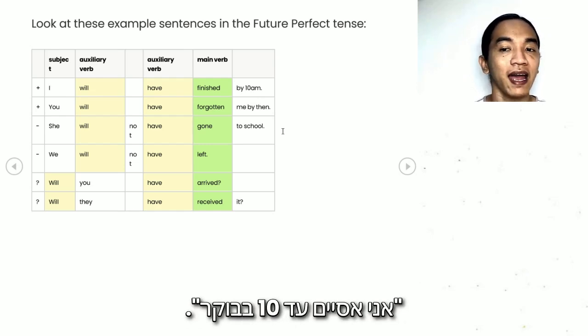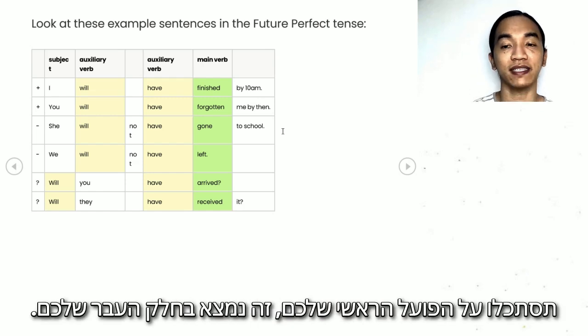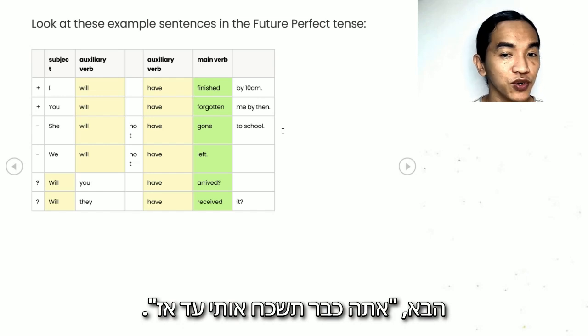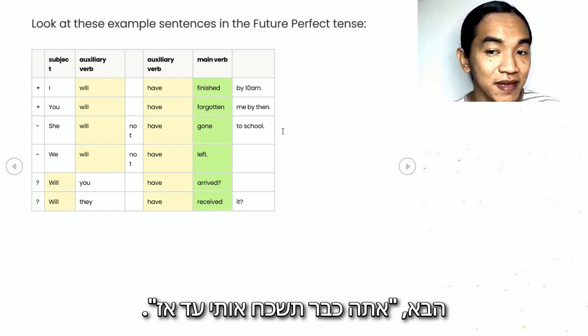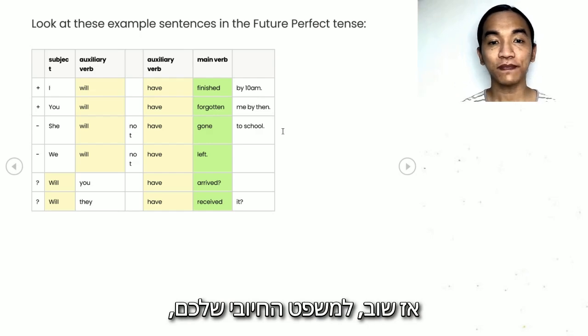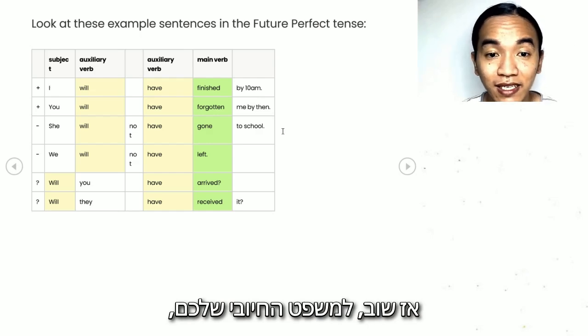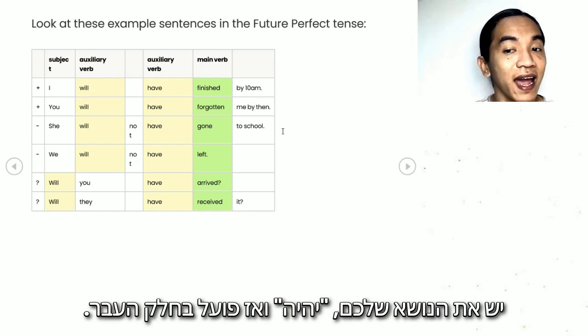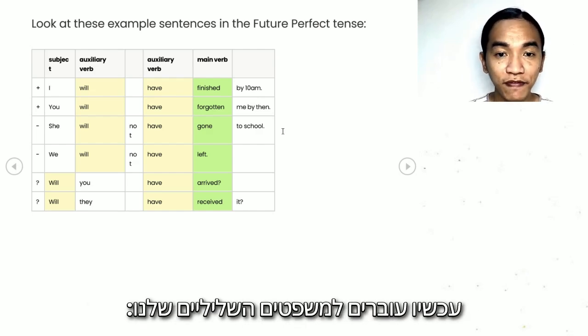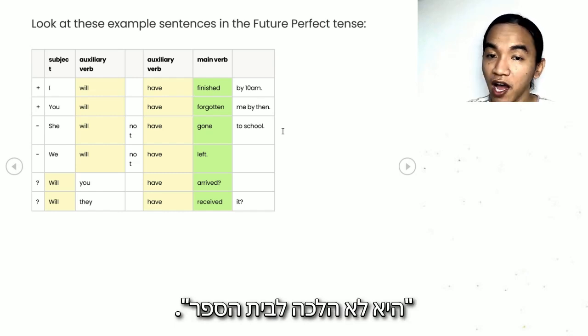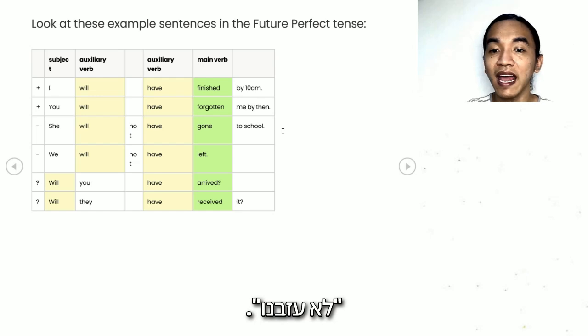So for positive, so let's see here. I will have finished by 10 a.m. Okay, look at your main verb, it is in your past participle. Next, you will have forgotten me by then. Okay, so again, for your positive sentence, you have your subject, will have, and then verb in the past participle. Now, moving to our negative sentences. She will not have gone to school. We will not have left.